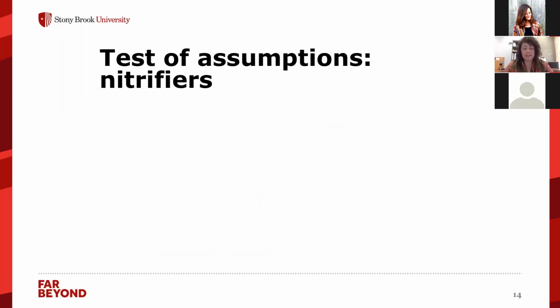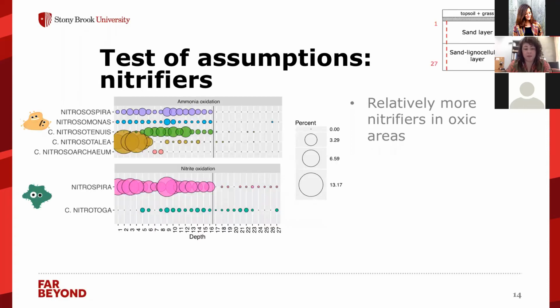So diving right into that, looking at the nitrifiers. To remind you of the assumptions, we expected relatively more nitrifiers in this oxic sand area. And looking at this figure, on the x-axis, going left to right is actually going top to bottom if you look in the top right-hand corner of the little NRB schematic. Right at that vertical black line is right when we hit the sand lignocellulose layer. And the top panel are our ammonia oxidizers and nitrite oxidizers from earlier in the presentation.